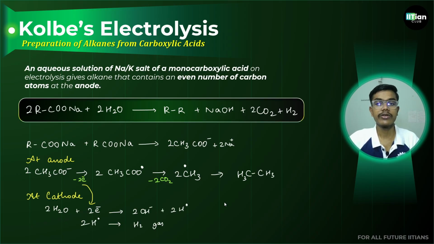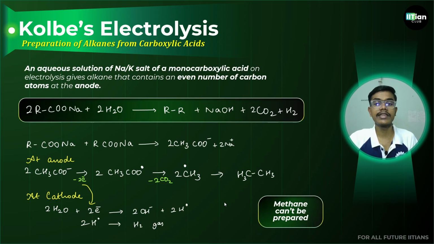And at the cathode, you can see reduction happens, that is accepting of electrons, and you can see hydrogen gas is released. And methane cannot be prepared over this because, as you see, two carbons are coming together. Methane is CH4, which cannot be produced over here.